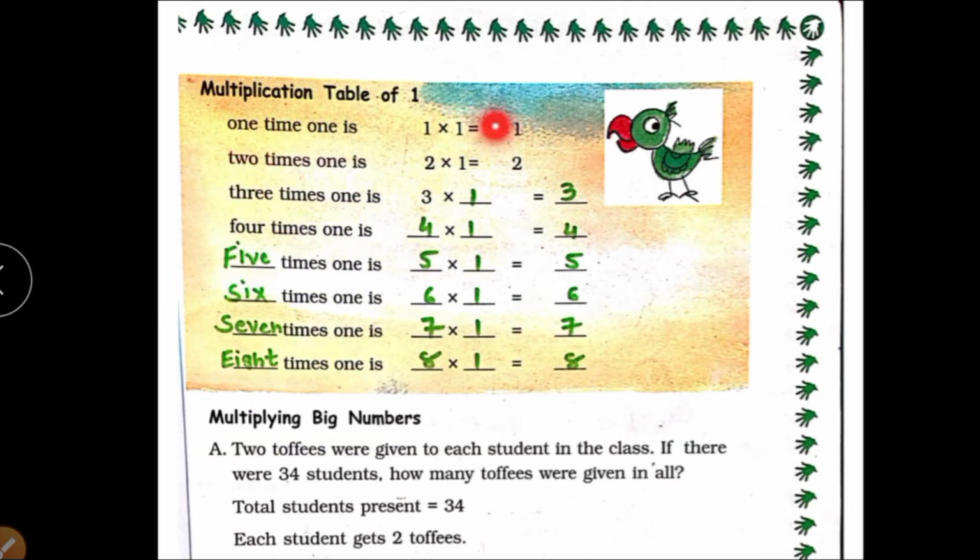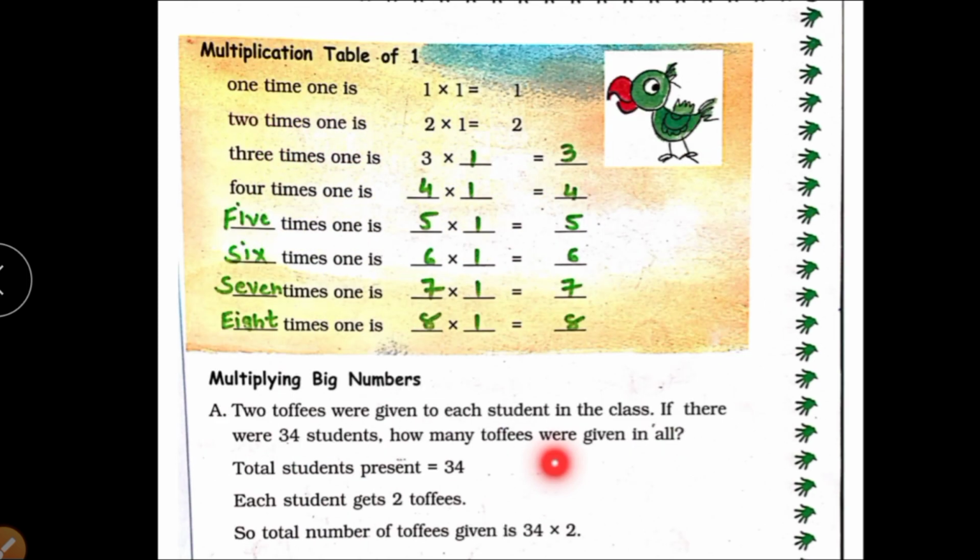Multiplication table of 1. 1 times 1 is 1, 1 ones are 1. 2 times 1 is 2, 2 ones are 2. 3 times 1 is 3, 3 ones are 3. 4 times 1 is 4, 4 ones are 4. Now same for 5 times 1 is 5, 5 ones are 5. 6 times 1 is 6, 6 ones are 6. Okay, same for 7 and 8.